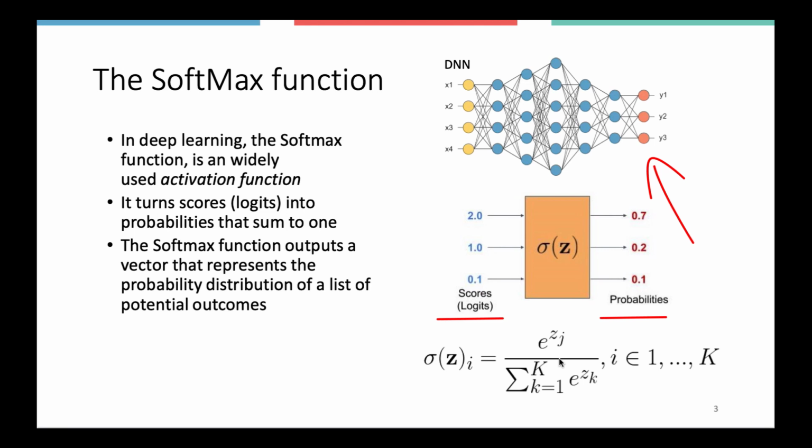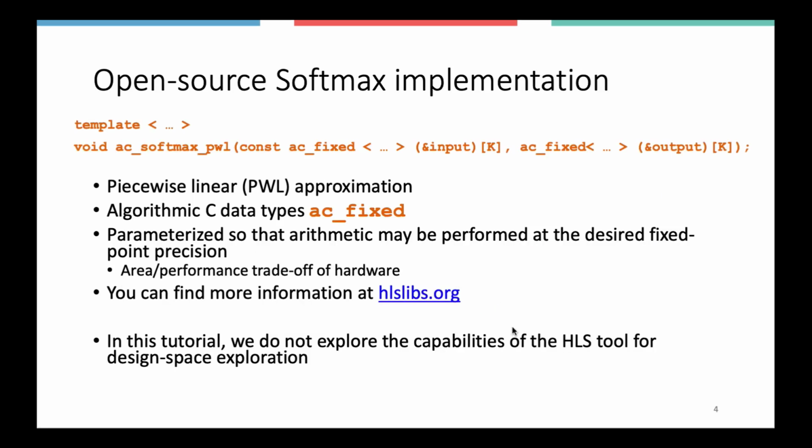We chose to leverage an open source implementation of the Softmax, as it is provided by Mentor on hlslibs.org. This implementation uses piecewise linear approximation and algorithmic C data types, Mentor ac_fixed. The input and output arguments of the function are parameterized so that the arithmetic can be performed at the desired fixed point precision. This allows the HLS designer to trade off between area and performance.